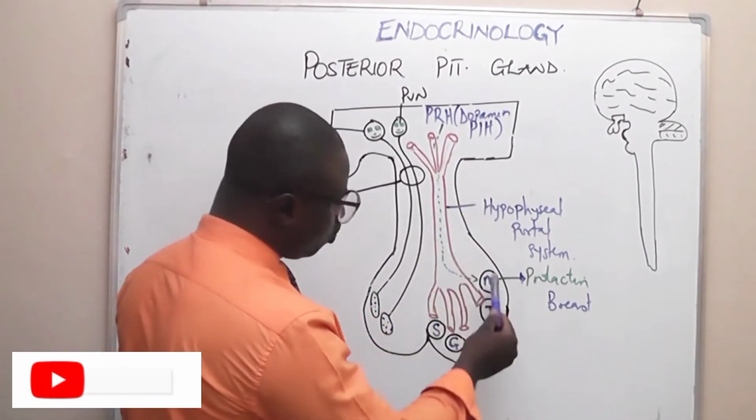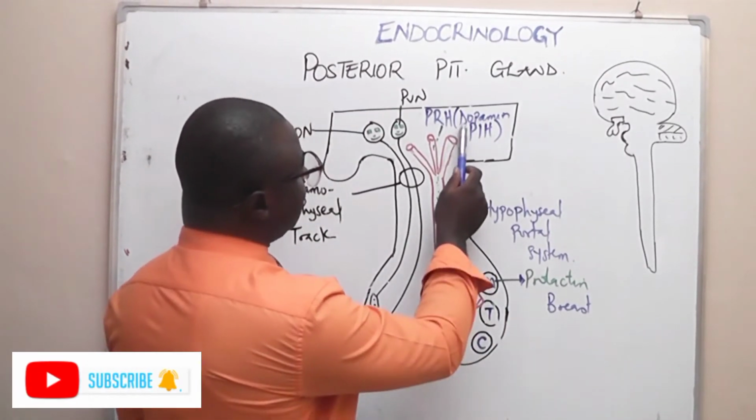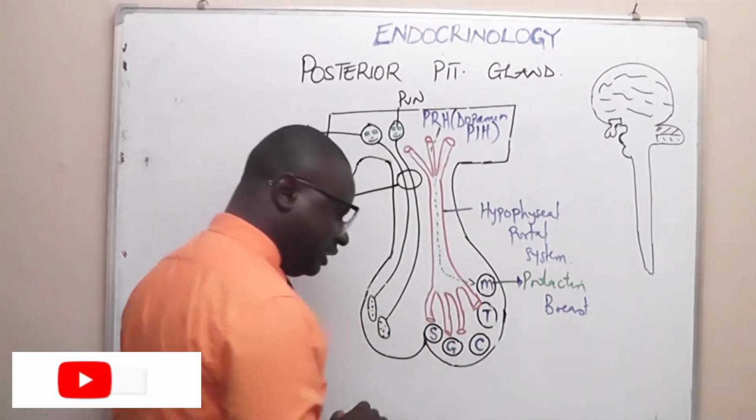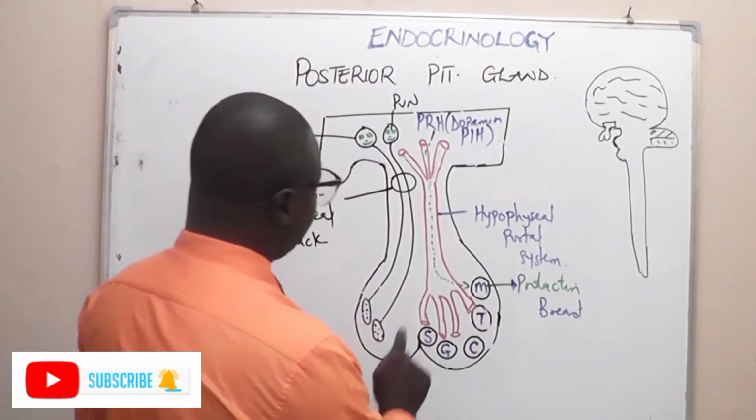And what will cause this cell to be inhibited? Prolactin inhibiting hormone or dopamine. All right, I guess that is that about prolactin.